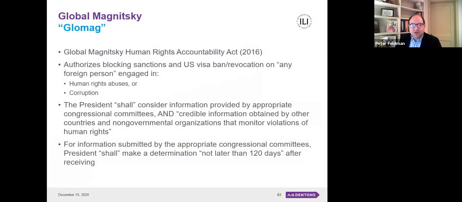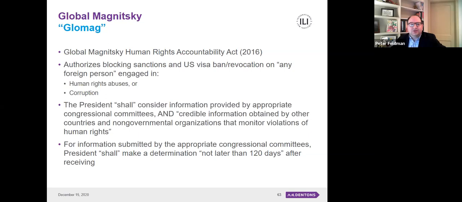Next slide, please. The Global Magnitsky Sanctions Program was created in 2016, and it takes its name from Sergei Magnitsky, a tax lawyer who died in a Russian prison after investigating a tax fraud case. Magnitsky's cause was taken up by Bill Browder and has ultimately resulted in 2 statutes in the United States.